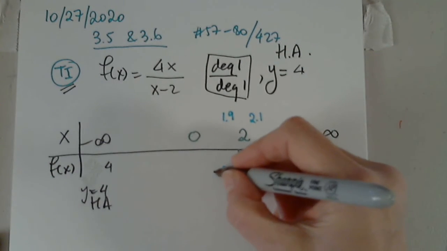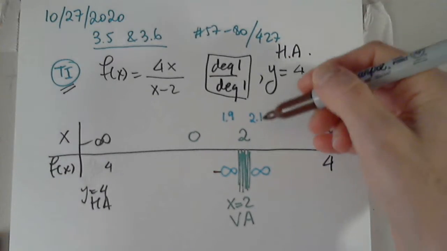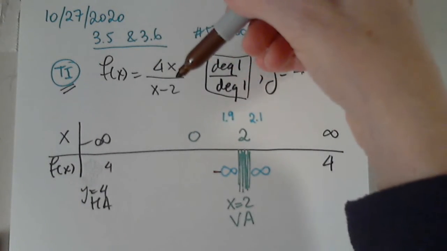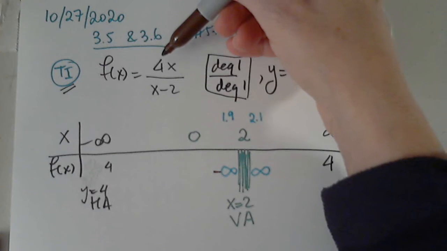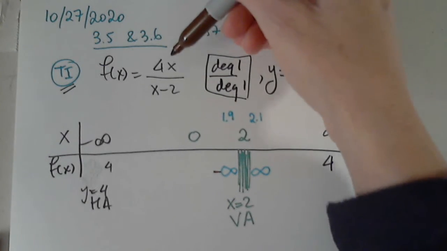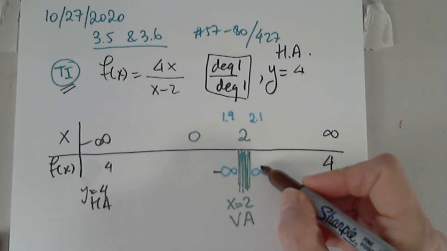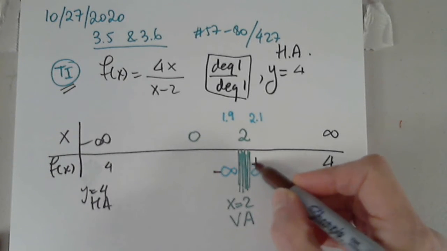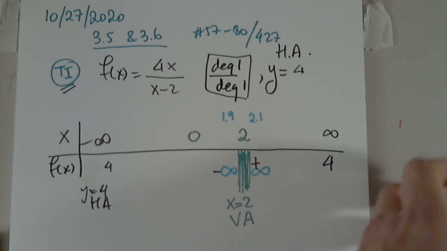Very good. Now I plug in, or imagine that I plug in 2.1. 2.1 minus 2 will be a positive number. The top is 4 times 2.1. Positive over positive. I found the sign. Positive. Done.